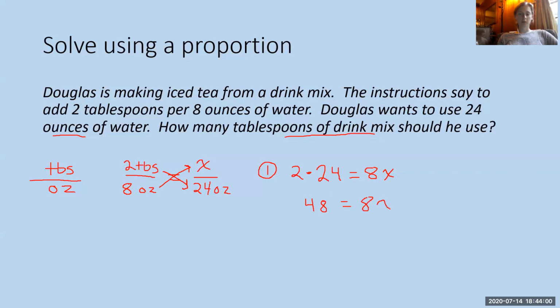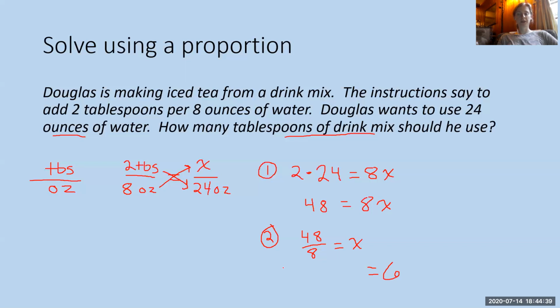Now, if you know your times tables, then it should be clear that x has to be 6. But if you were not sure, we can divide to figure it out. So 48 divided by 8. That's what x is. And so we see that x must be 6. So he should use 6 tablespoons of drink mix if he's going to use 24 ounces of water.